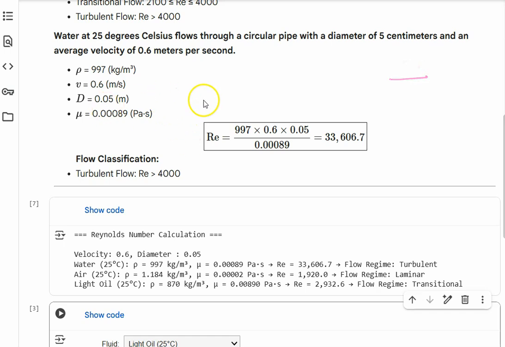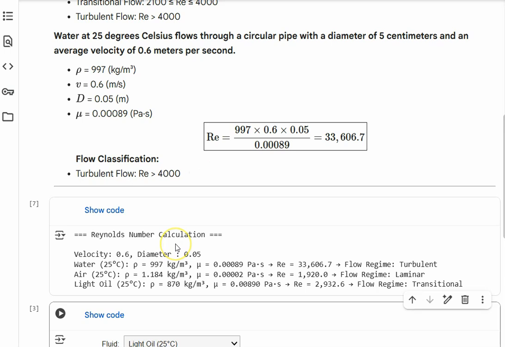So now we can calculate Reynolds number. So Reynolds number is rho v d by mu. So we can plug that. Rho is 997, v is 0.6, d is 0.05, and mu is 0.0089. So ultimately, after putting all these values and doing the calculation, it will be 33,606.7. Obviously it is greater than 4000, so it is a turbulent flow.